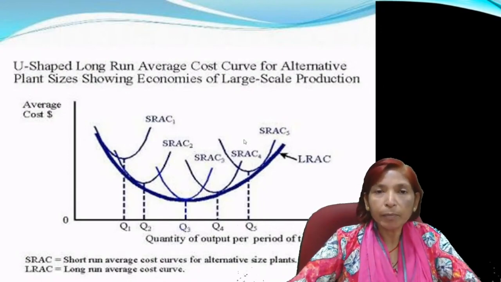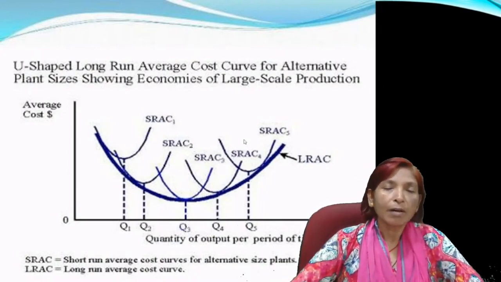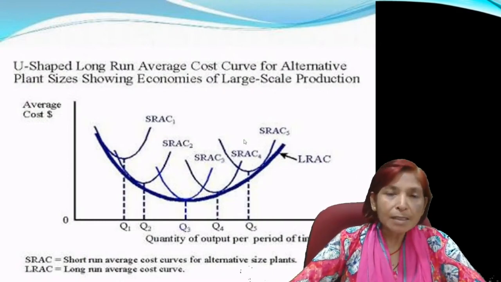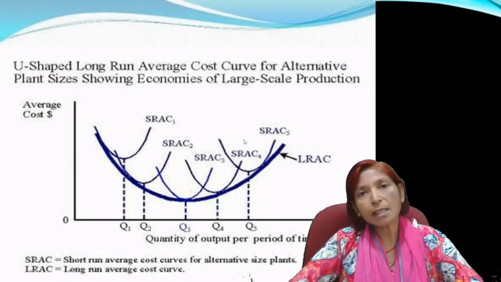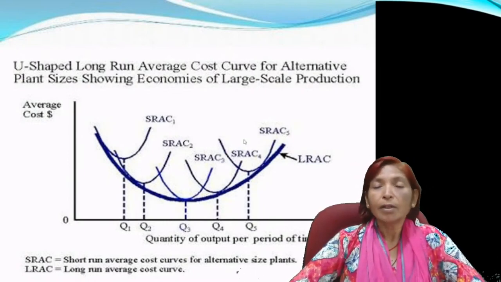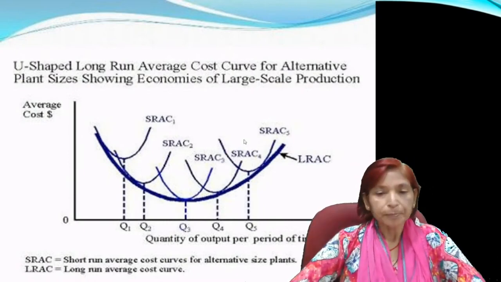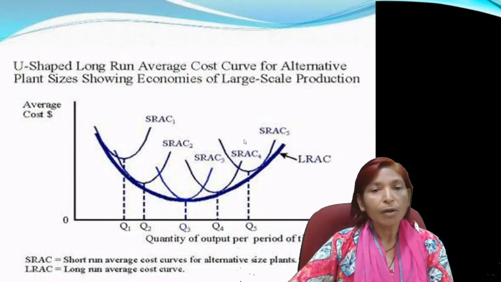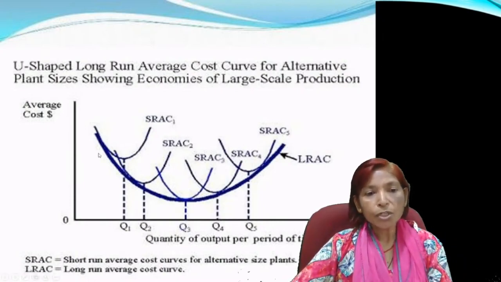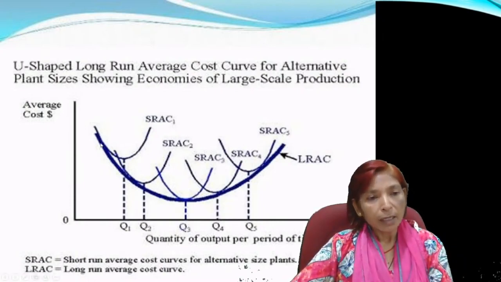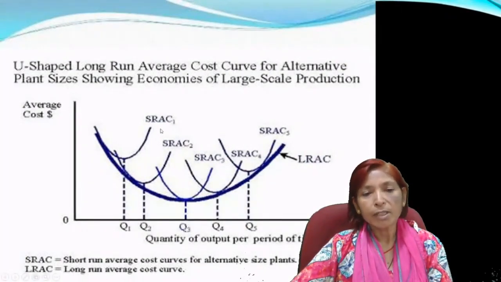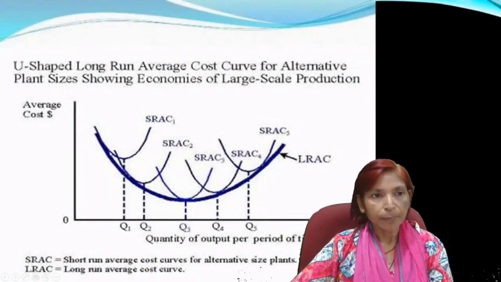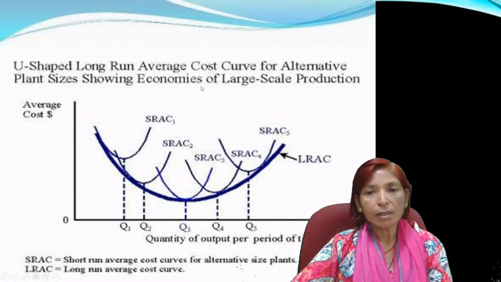If we have a long time period, then we can easily plan for our business enterprises. We can minimize the cost of production and maximize the output level because we have too much time available. So the long run average cost curve is always a U-shaped curve, and it always touches all these short run average cost curves at their lowest points. This is the U-shaped long run average cost curve for alternative plant sizes, showing economies of large scale production.